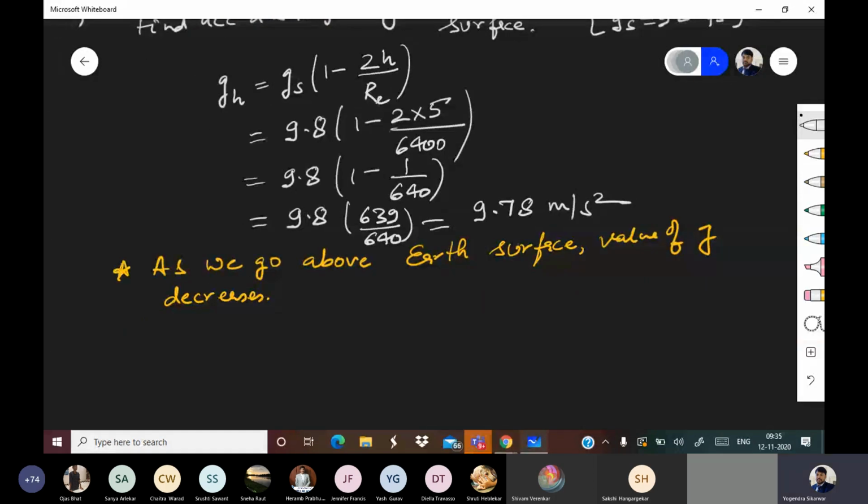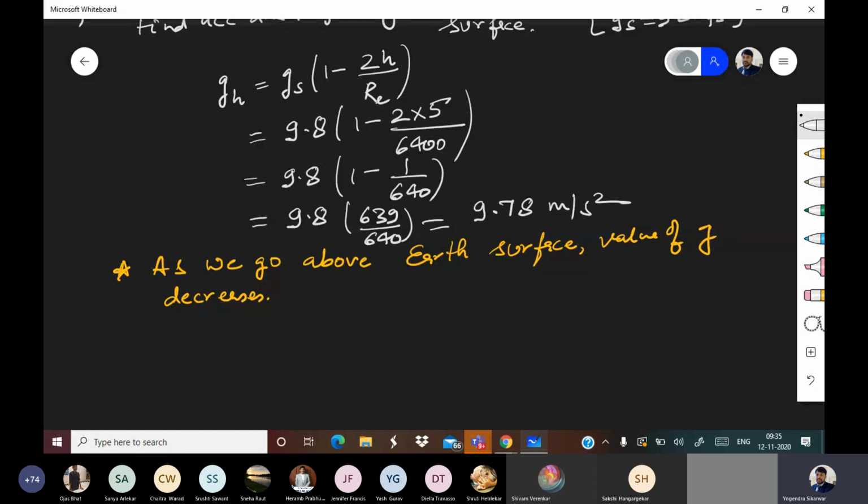See, if you talk about Earth, Earth is not a uniform sphere. So there are many approximations in the calculation also. Many approximations, not just one, many. So as we go above Earth's surface, the value of g decreases. So this was variation due to height.